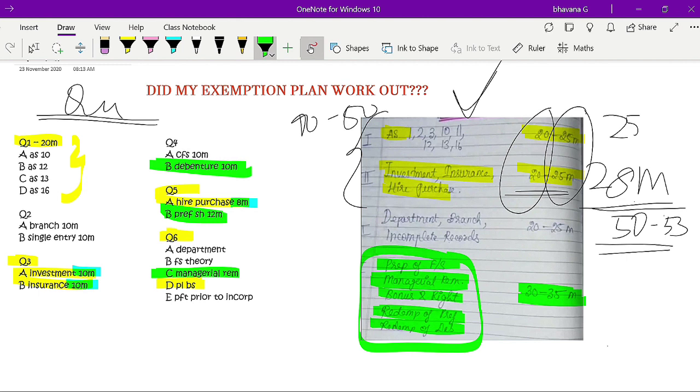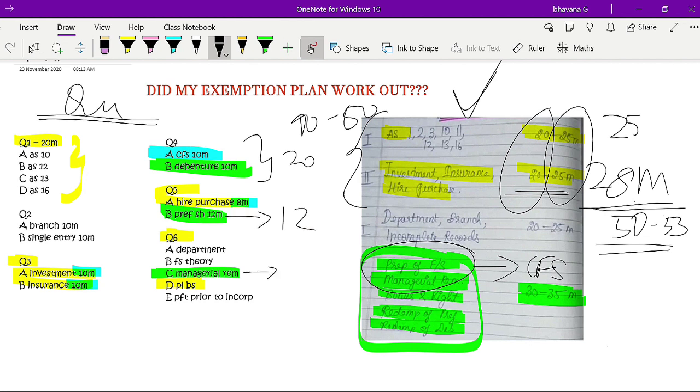I had also told you that the preparation of financial statements and managerial remuneration chapters would include CFS. CFS means your cash flow statements. The same way, the cash flow statement had also come for 10 marks in the exam. I had told you that it would come for 30 to 35 marks. The same way, it had come for 10 plus 10, 20 marks here, 12 marks here and 5 marks here. So totally it had come for 37 marks in your exam. As I said, 30 to 35, 37 marks had come from here.